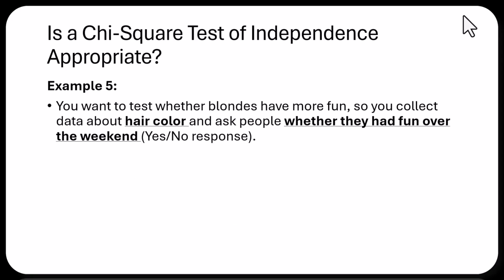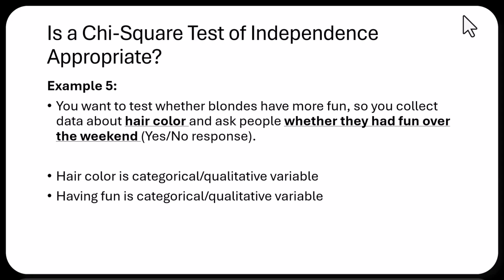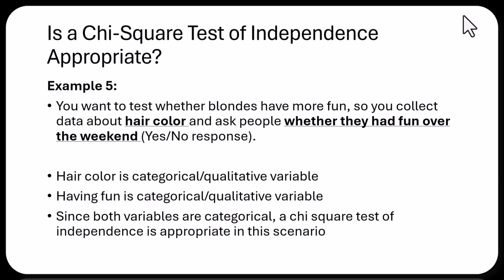Example 5. You want to test whether blondes have more fun, so you collect data about hair color and ask people whether or not they had fun over the weekend. Hair color is a categorical or qualitative variable. So is having fun. Since both variables are categorical, a chi-square test of independence is appropriate in this scenario.